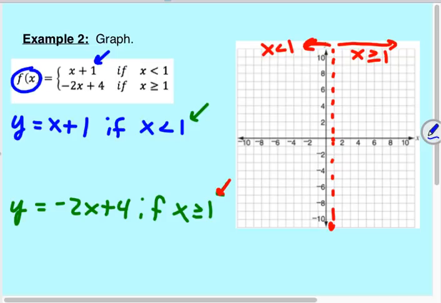The first one here, my slope is 1, in mx plus b form, and my y-intercept is 1. So there's 1, slope is up 1 over 1. Kind of like that. Or down 1, back 1.